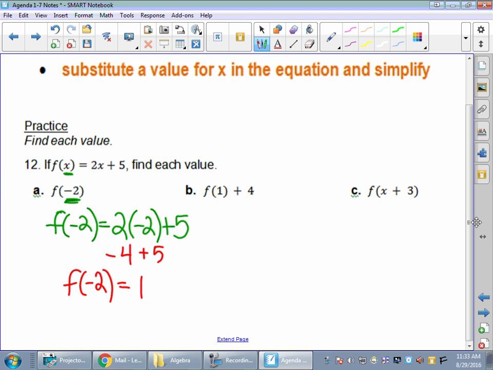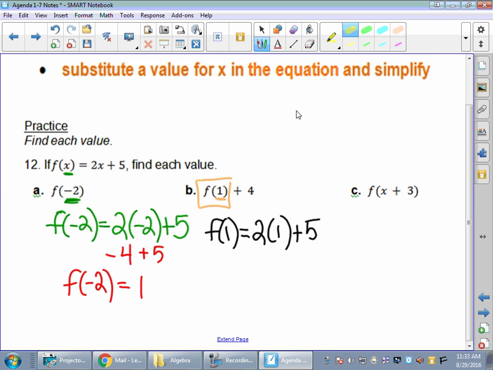If I want to do f of 1 plus 4, notice I'm going to find the value of f of 1, and then I'm going to add 4 to the answer. That plus 4 is not inside those parentheses. So I'm going to do f of 1 is equal to 2 times 1 plus 5. Don't forget the rest of that. I'm going to highlight it so I don't forget.